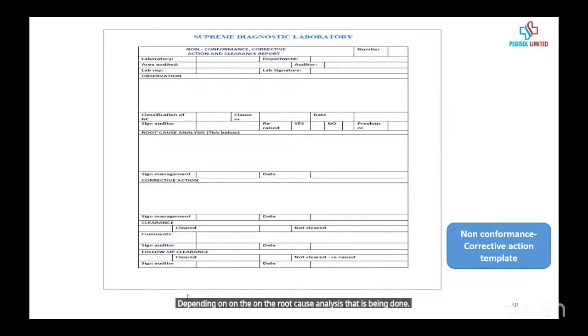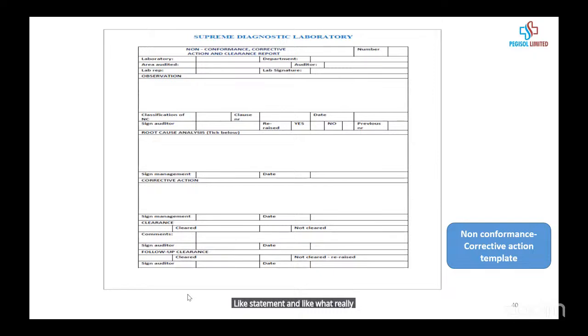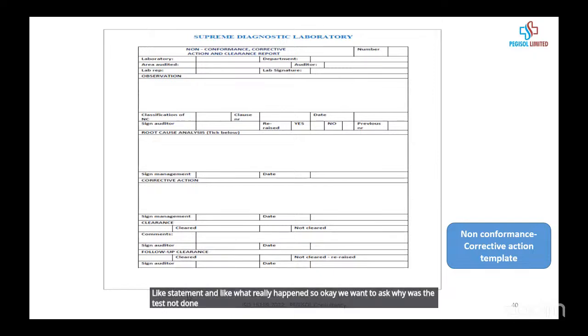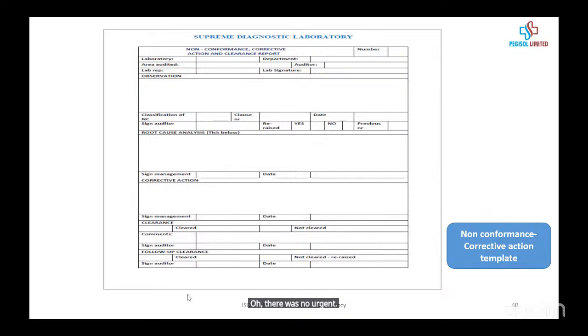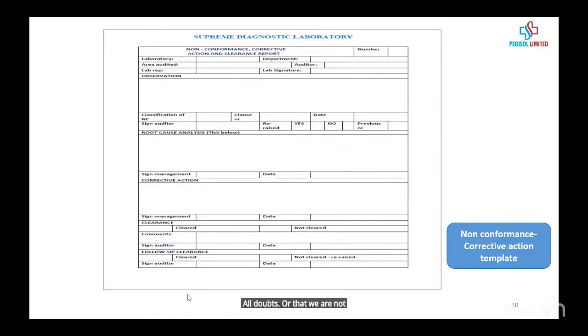Because when you are doing the root cause analysis, there should be a chronological representation of what actually happened, just like when you write a statement at the police station about what really happened. So, why was the test result not ready? Because the test was not done. Next question: why was the test not done? Oh, there was no reagent. So why was there no reagent? We were stocked out. Why were we stocked out? Oh, the orders were not placed for the reagent. Why was the order not placed?